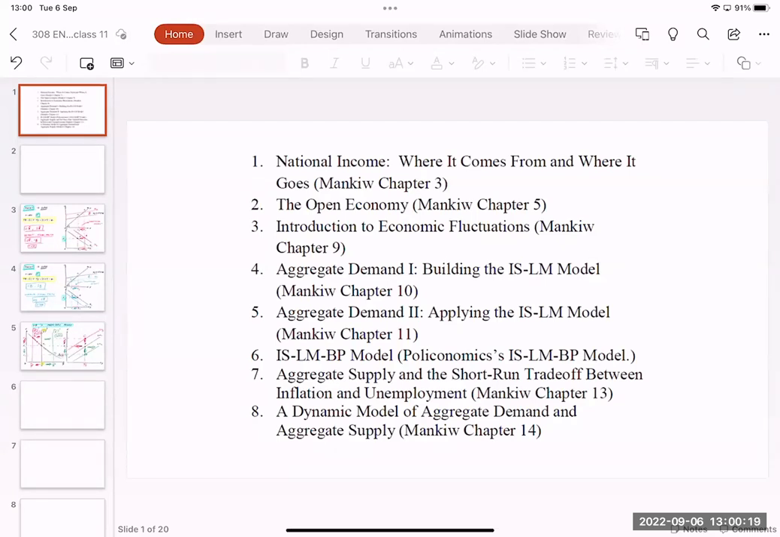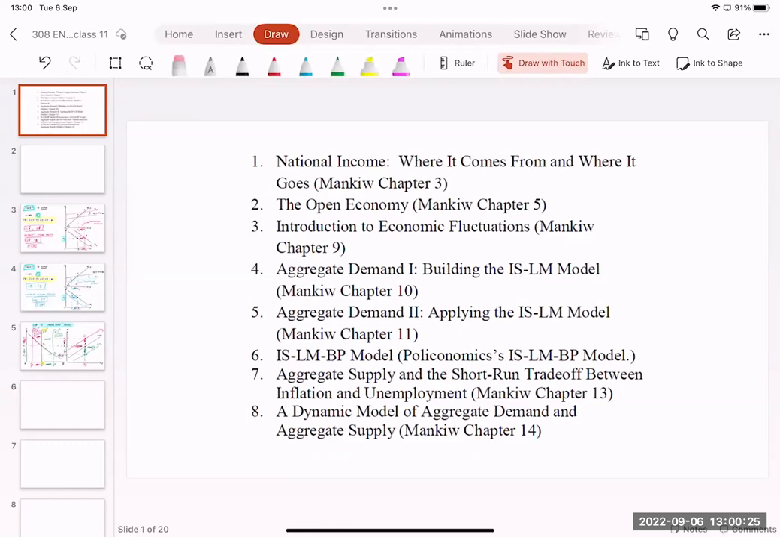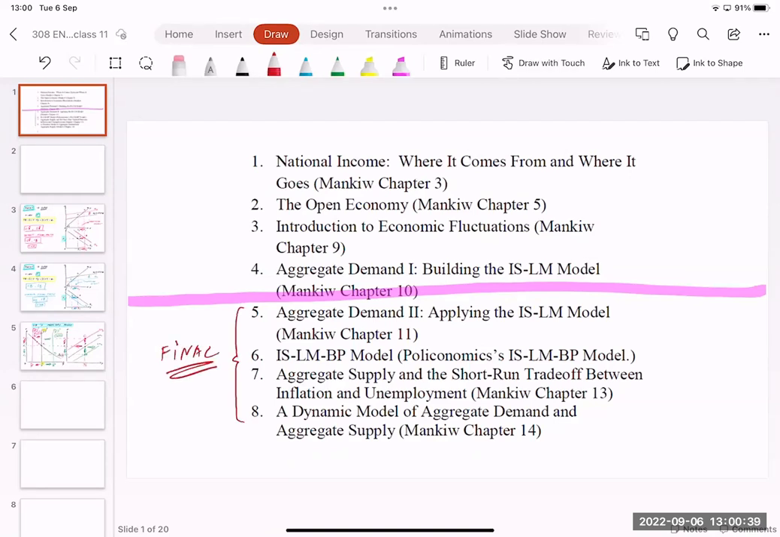As you can see from my sharing screen, this is the course syllabus. For the final exam, we already learned chapter 1 to chapter 4, and the final exam will cover chapter 5 to chapter 8. As you can see, we have chapters 5, 6, 7, 8. This is what we're going to cover for the final exam.